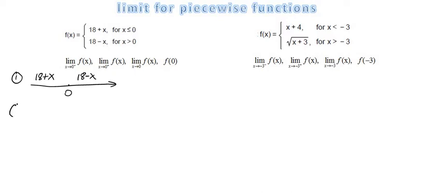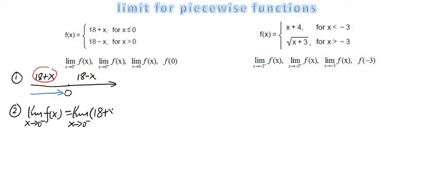Now the second step, we're gonna find the limit when x approaches 0 from the left hand side. So we can draw an arrow approaching 0 from the left hand side. Now it corresponds to the function 18 plus x. That means we can plug in f(x) is 18 plus x. Now we can plug in 18 plus 0 equals 18.